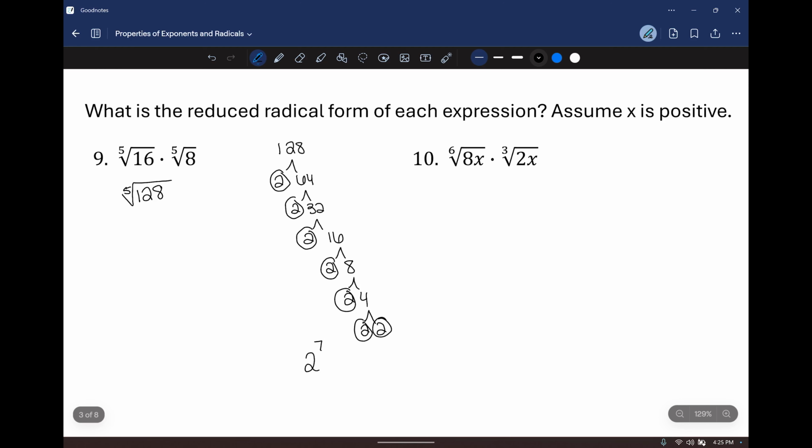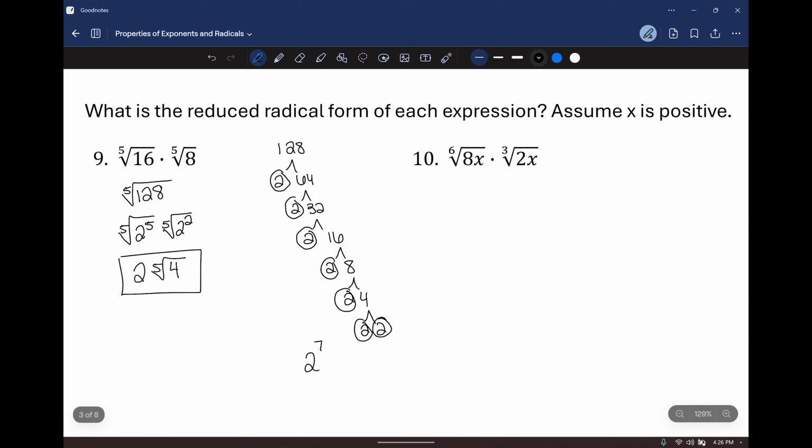Now, how many of those 2's will make my perfect 5th root? Well, 6 does not divide by 5, but 5 does divide by 5. So I'm going to do the 5th root of 2 to the 5th. And because I had 7 of them and I just used 5, that leaves 2 of them left over. So the 5th root of 2 to the 5th is 2. And then I have the 5th root of 2 squared, but we need to simplify that. 2 squared is 4.